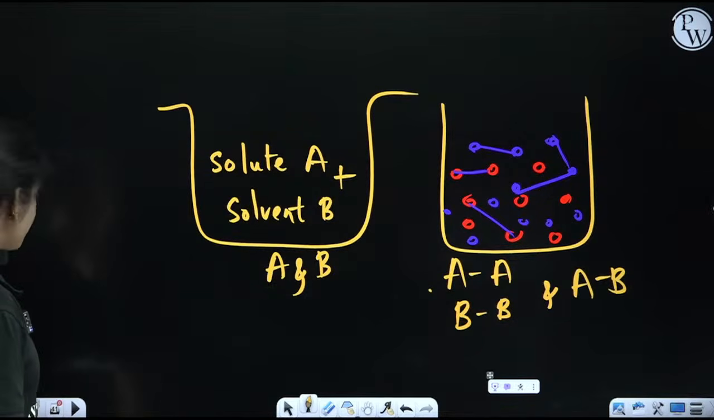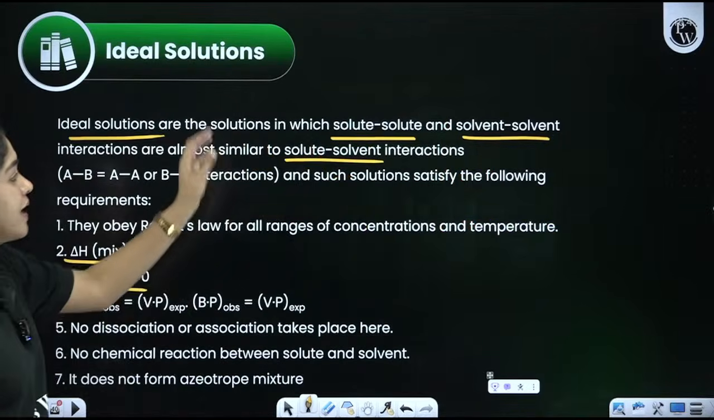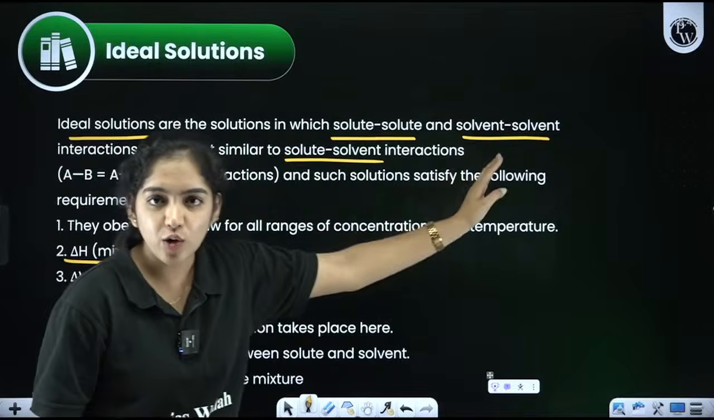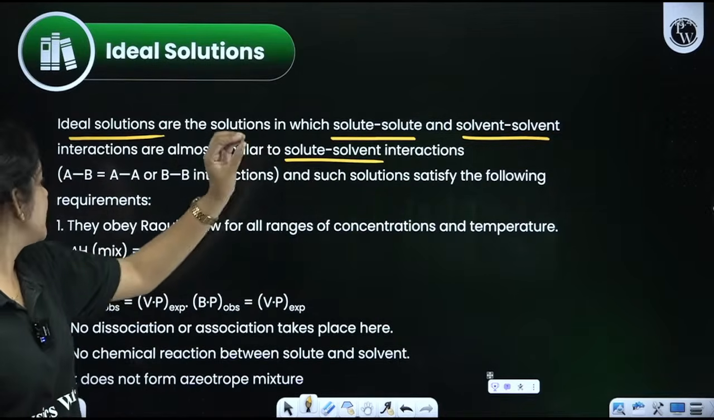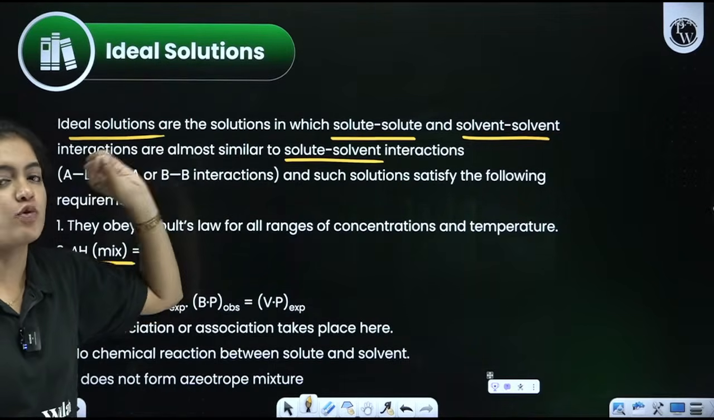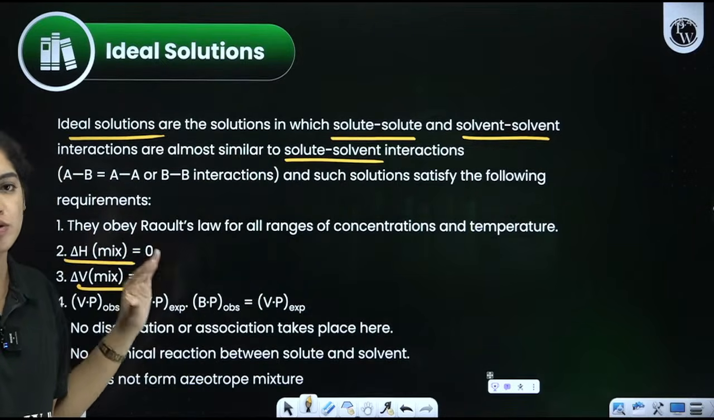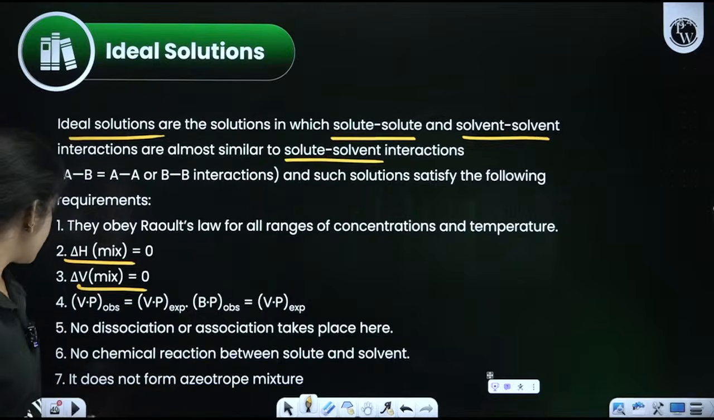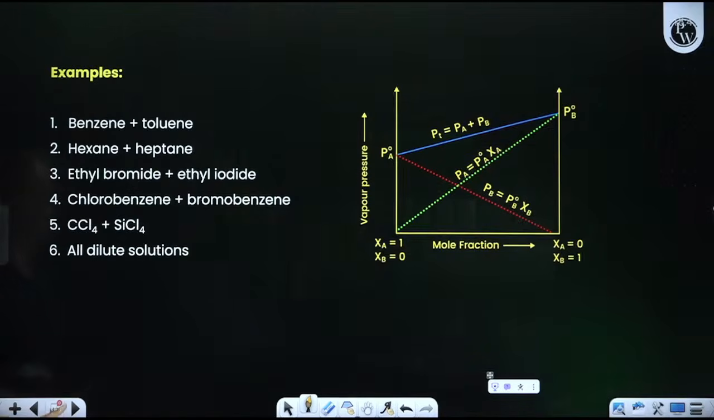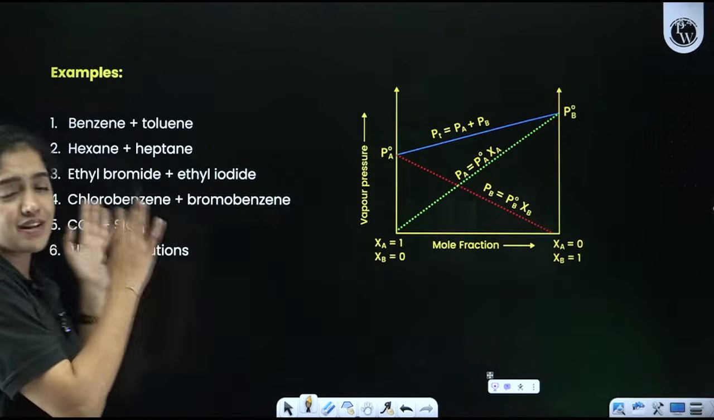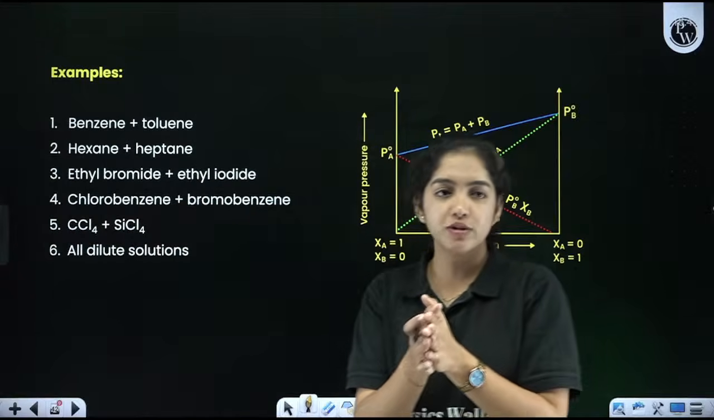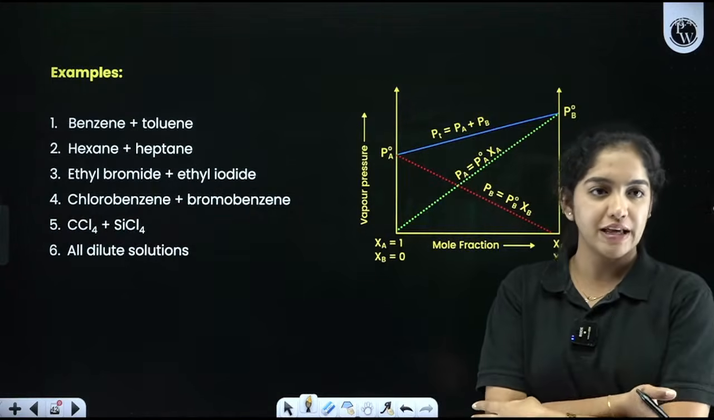So, in the case of ideal solution, learn the main point that solute-solute, solvent-solvent, and solute-solvent interactions are almost similar. There won't be any difference. That is, delta V equal to 0, delta H equal to 0. Clear? Then, next we are going to non-ideal solution. These examples are very important and have been asked as MCQ questions in previous board exams.